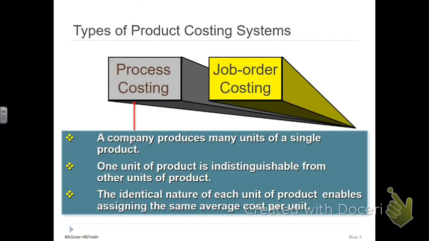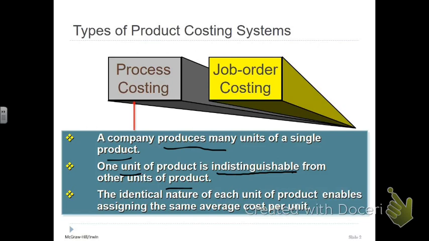The first thing to realize is that there are two different types of costing systems used for very different types of organizations. We would use process costing in a company that produces many units of a single product. So we're going to use process costing for things like the company that makes paints, or the Coke plant that's bottling the Coke, or the water plant. Why? Because one unit of product is indistinguishable from other units of product. They all look alike as they're coming off the assembly line, so because of that we're going to use process costing.